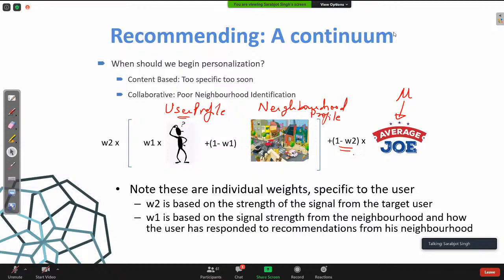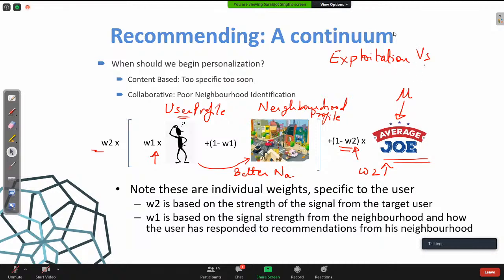And why are we combining this? Essentially, this weight W2 will increase as the signal becomes stronger, right? So as a user consumes more and more articles, we can then identify a better neighborhood because we have a better representation of the user. And so W2 then goes up, which means that the effect of this average user goes down, right? And this way we are balancing what is typically in artificial intelligence known as exploitation versus exploration. So we are exploiting what we know about the user, but still exploring other areas that the user has not shown us an interest in as yet, because we are using the average profile.